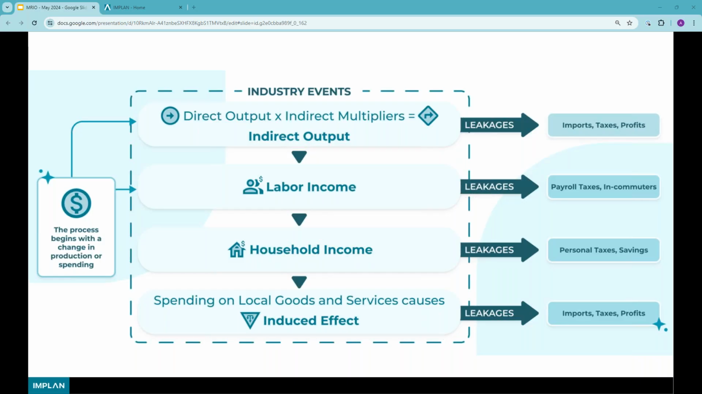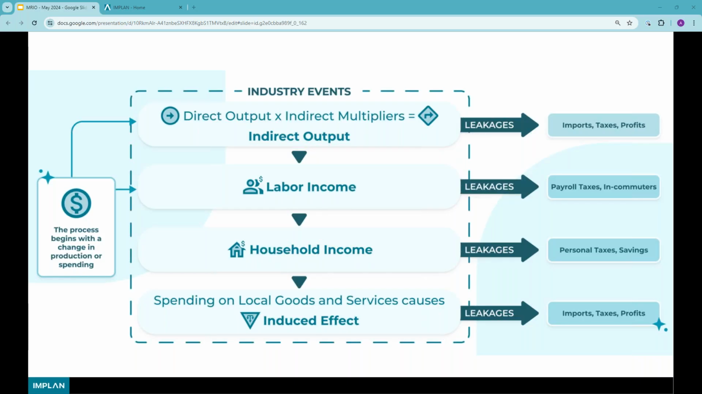So the last thing is our induced effects. The people who work in the directly impacted industry and the indirectly impacted industries in our supply chains are all going to earn income from their participation in production. Some of those workers are also going to live in the region, while others are going to commute into our region, living somewhere else. The income earned by our local resident workers is considered household income.